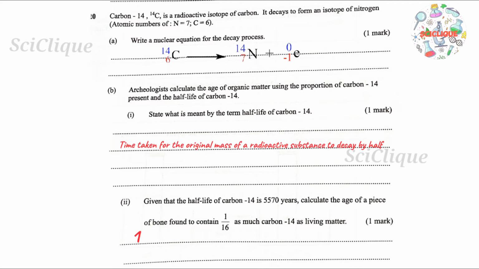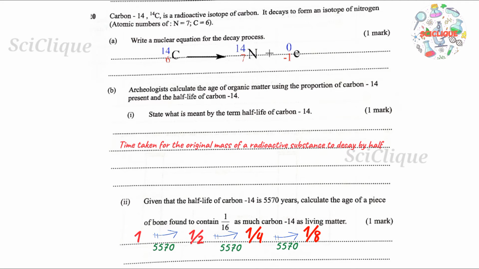This is going to be our initial one. So it's going to take 5570 years for it to decay to a half. And then from a half to a quarter, another 5570 years. And then a quarter to 1/8, 5570 years. We are just breaking it down by half. So the half of a quarter is 1/8.